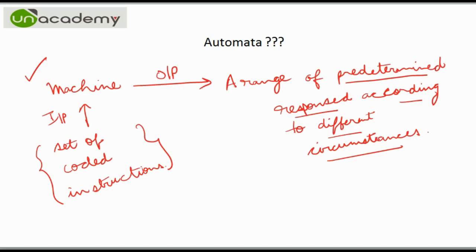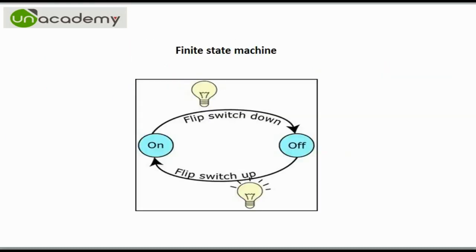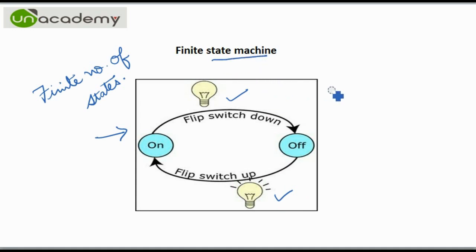So let us see an example of automata. The simplest example is a finite state machine. So what is a finite state machine? It has a finite number of states. For example, take this figure. This is an on-off switch for a bulb. When the switch is turned up, the bulb starts glowing. When the switch is turned down, the bulb stops glowing. So this is an example of a finite state machine and the simplest automata possible.